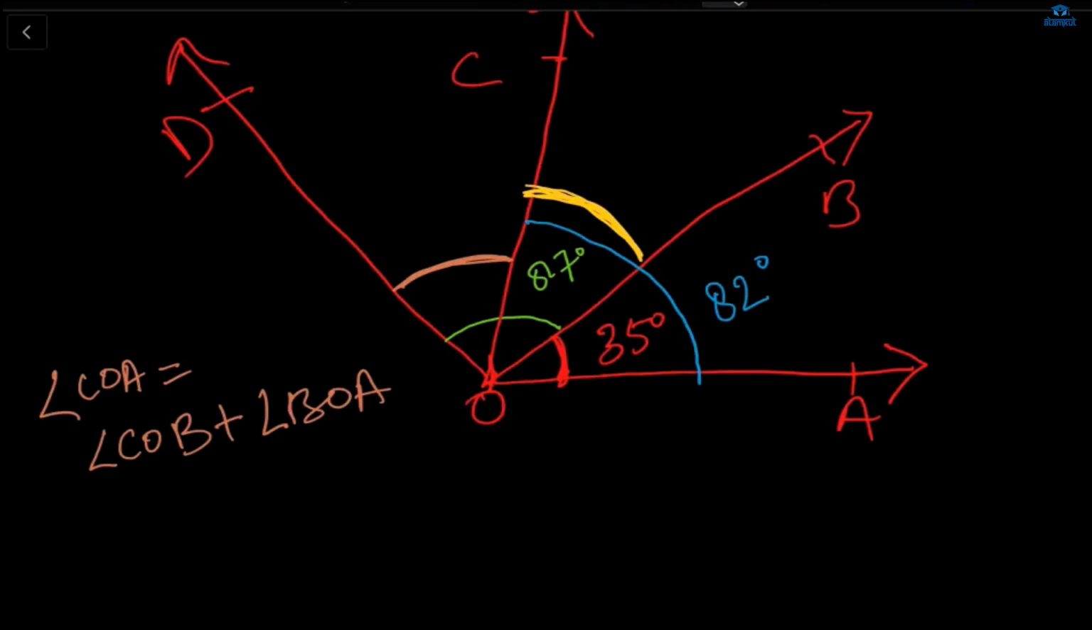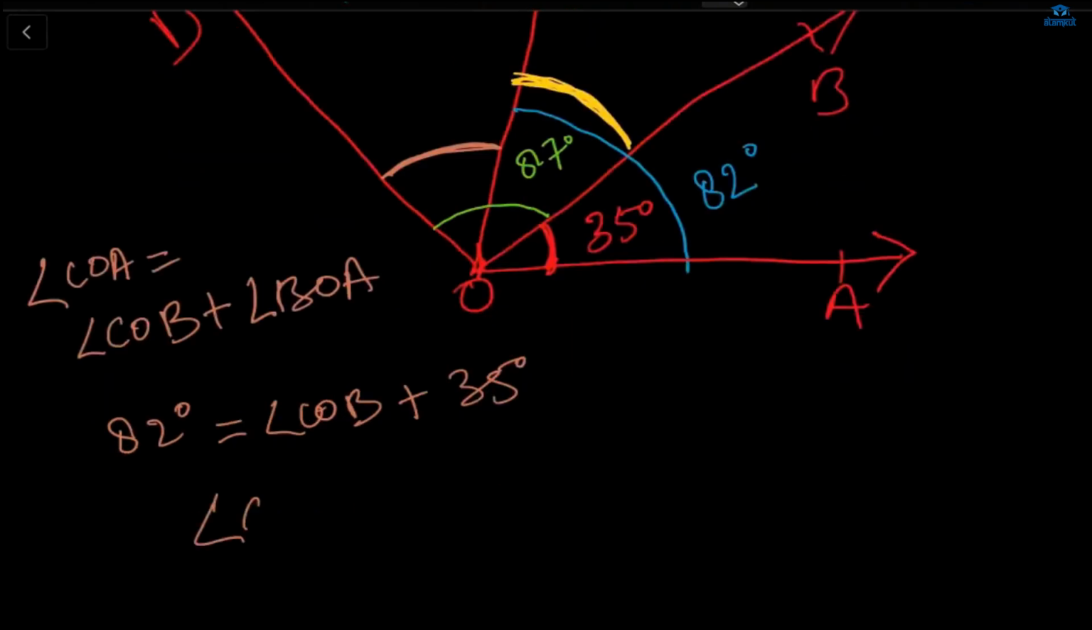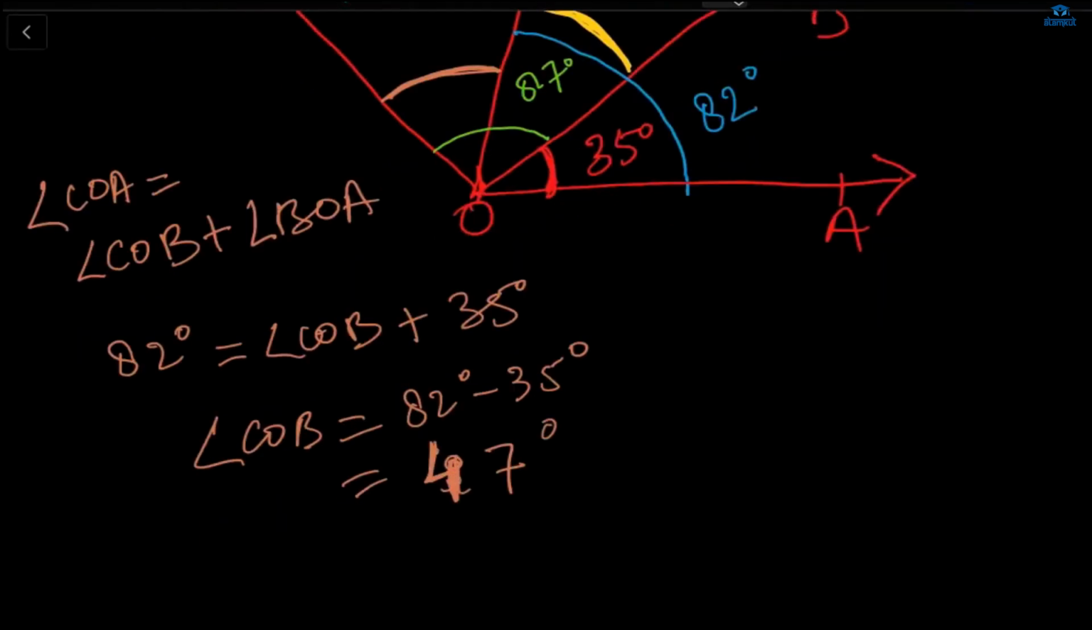So now COA is already given as 82 degrees. So 82 degrees is equal to COB, which is not given, plus BOA, which is 35 degrees. Now you can find out the value of angle COB, which is 82 minus 35. So what will be the value? 47 degrees. Any doubt?